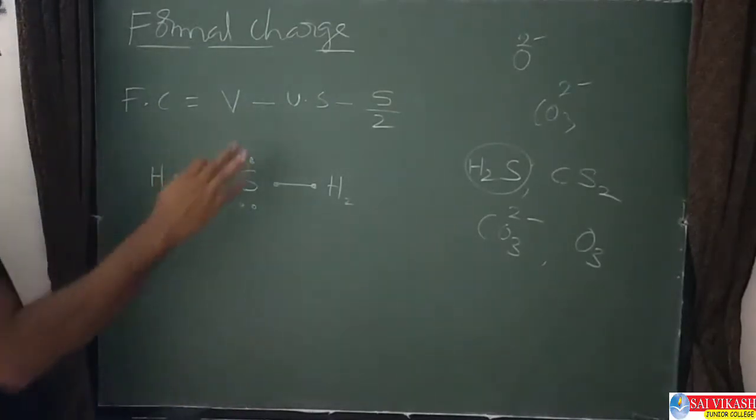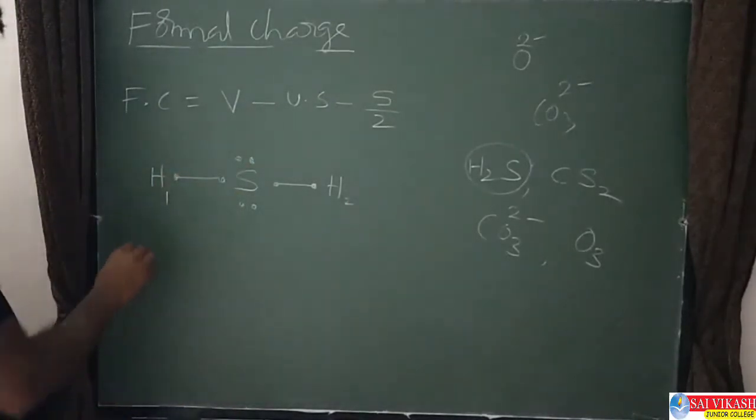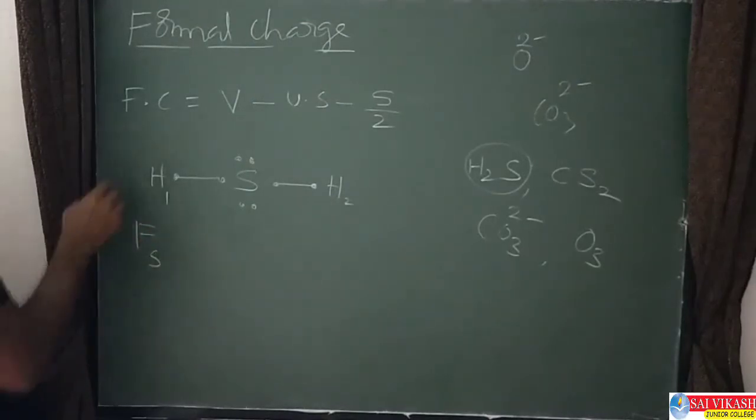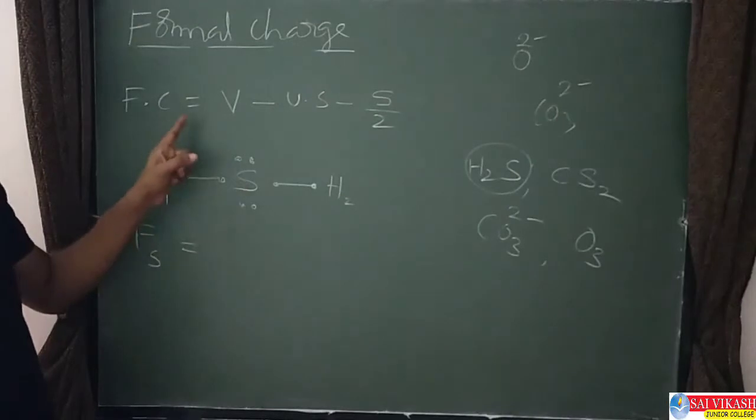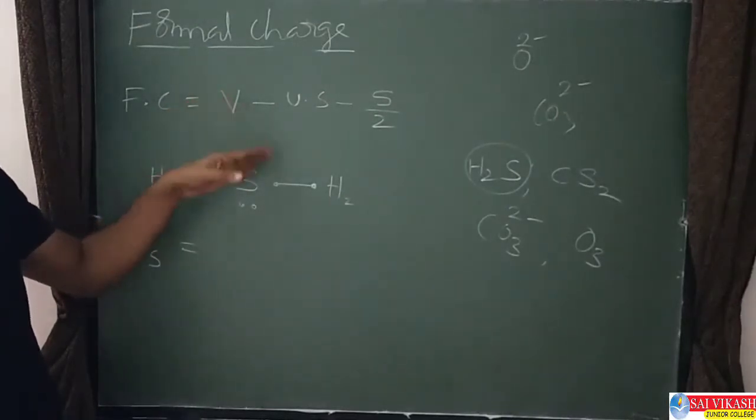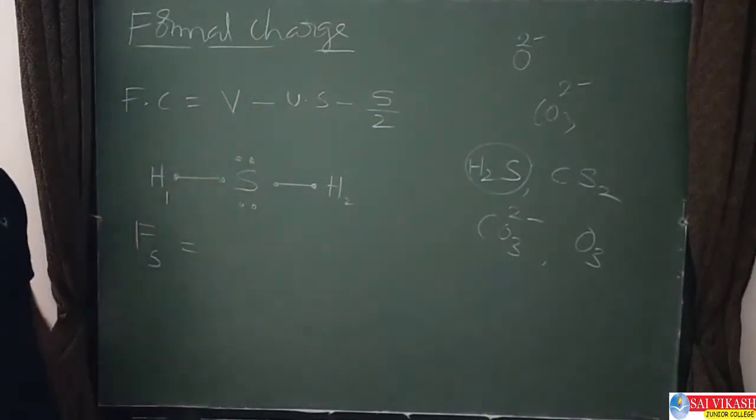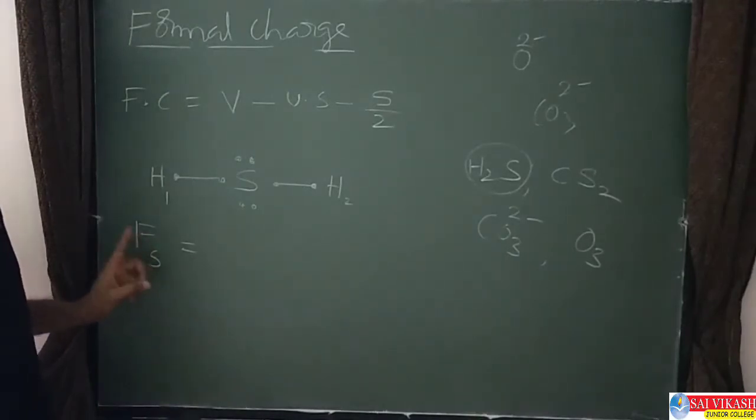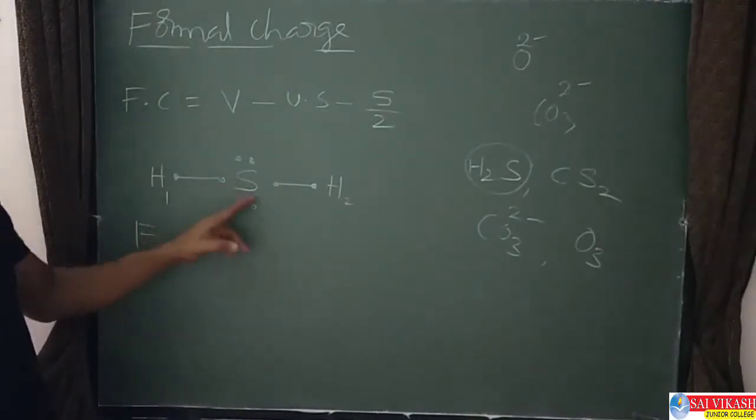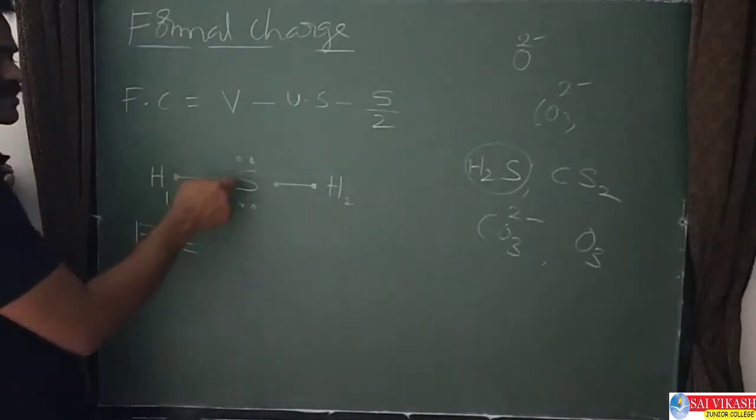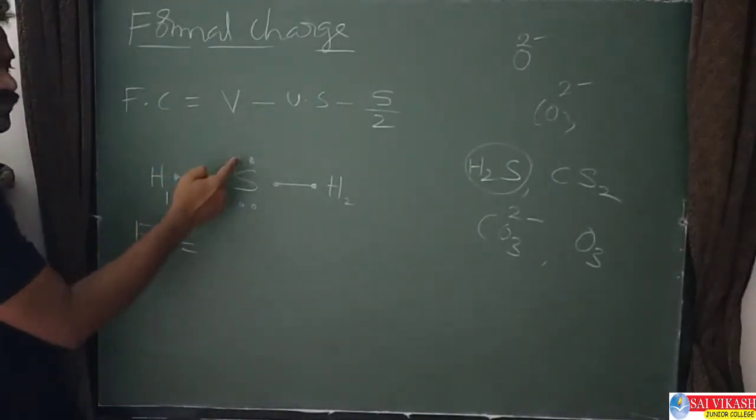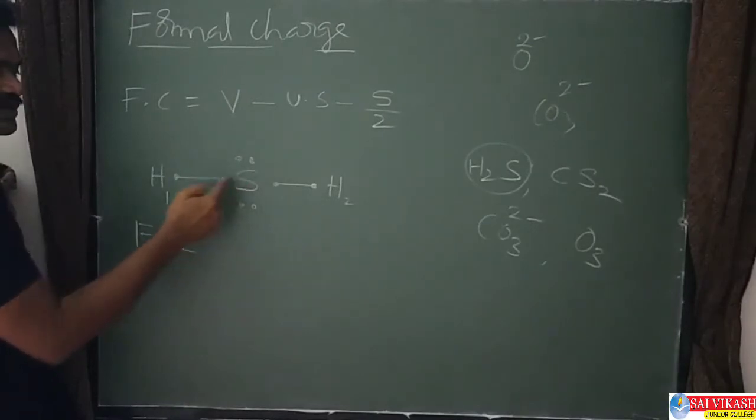Let's find out the formal charges of each and every atom. See, formal charge of sulfur. What is actually the formula? V. V means valence electrons of sulfur, because we are finding the formal charge of sulfur now. That's why in all these terms we have to take sulfur. So in sulfur, how many valence electrons? 1, 2, 3, 4, 5, 6.